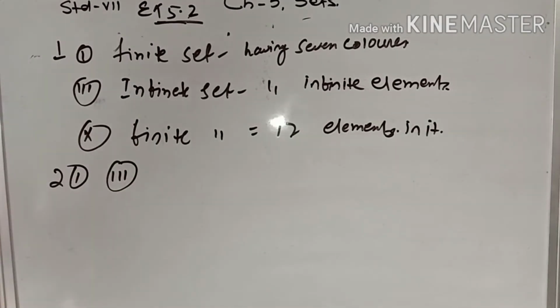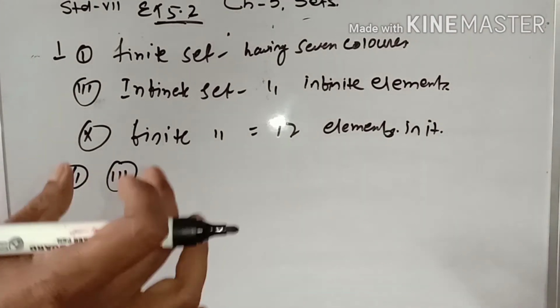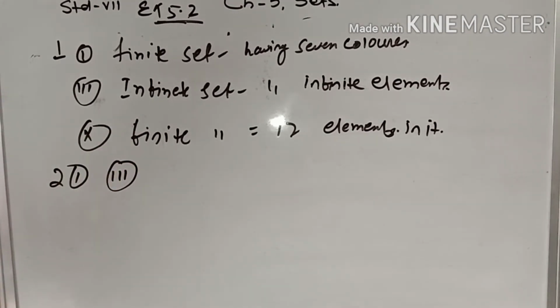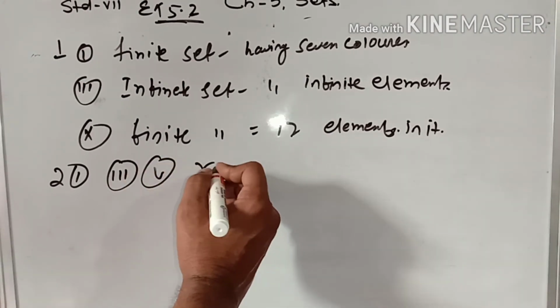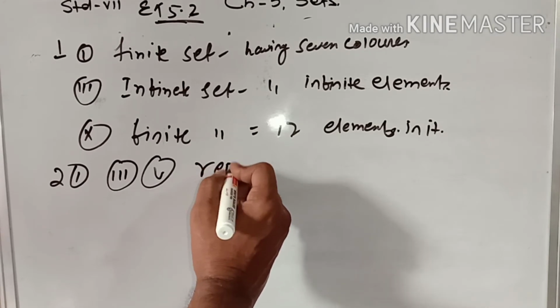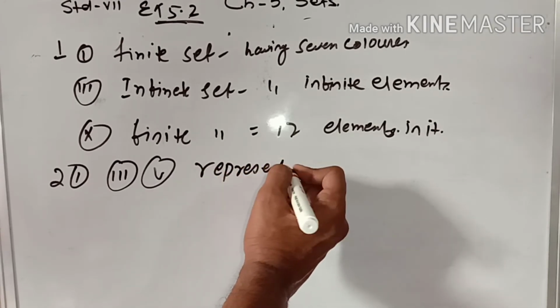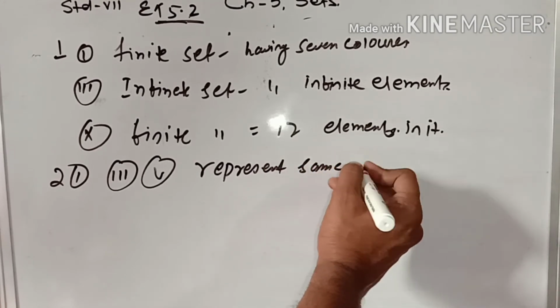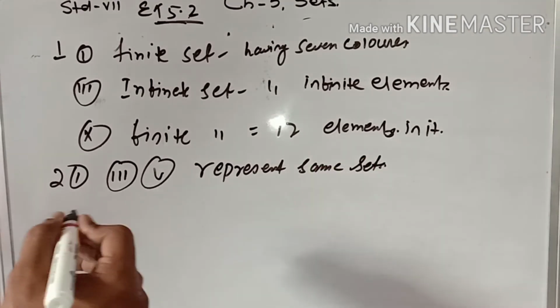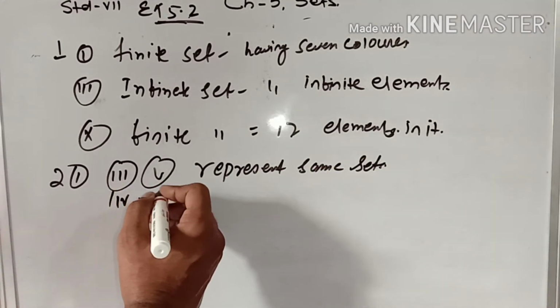3 it is given what? 3 it is given letter puppet, P, U, P, P, E, T, and next one is given E, T, P, U. As we know that repeated and rearranged letter. Therefore it is what? This is which of the following sets are same. So therefore 3 is also same. Now 5 is also same. Therefore I can write what? Represent same set, and 4 and 5.